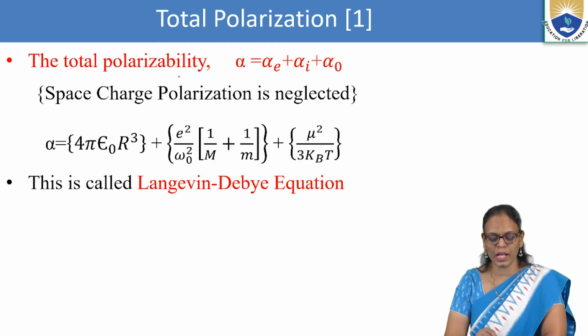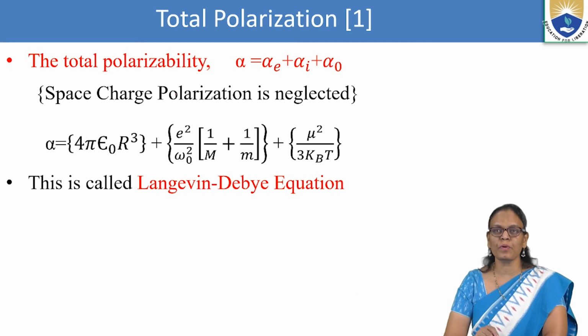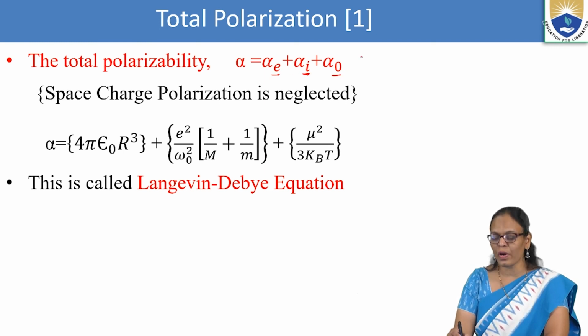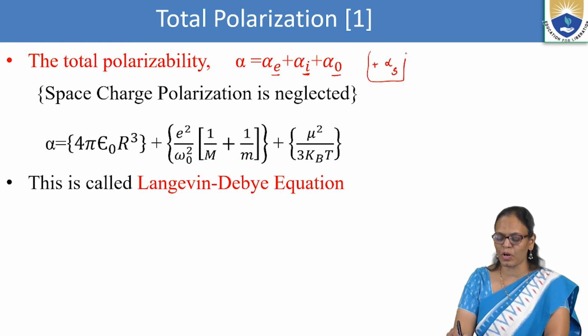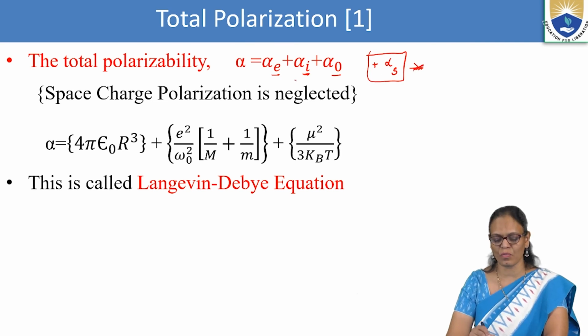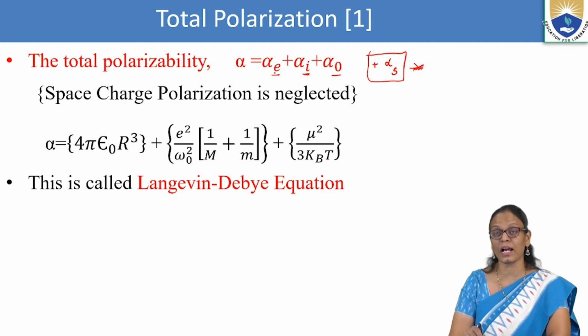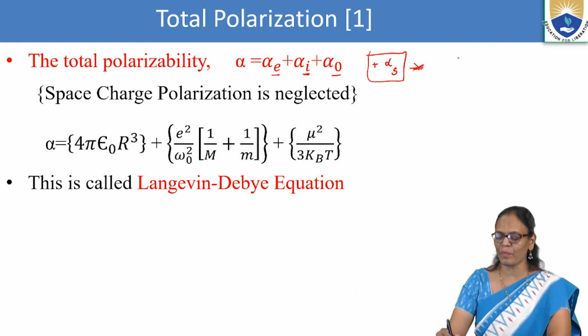Now what is the total polarizability? Total polarizability is due to the electronic polarization, ionic and orientation. We also have something called alpha S, which is space charge polarization, and it is negligibly small and we are going to neglect it. So when we are simply neglecting the space charge polarization, we have alpha is equal to alpha E plus alpha I plus alpha O.